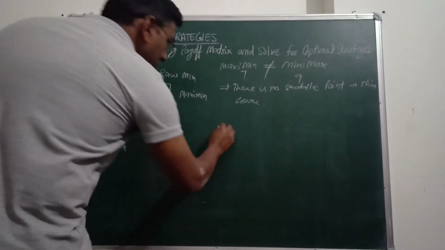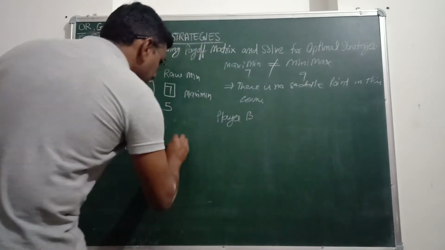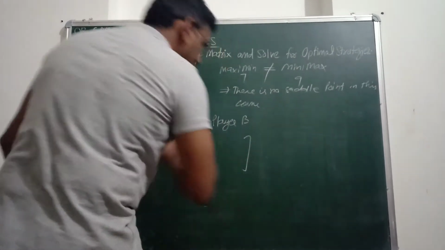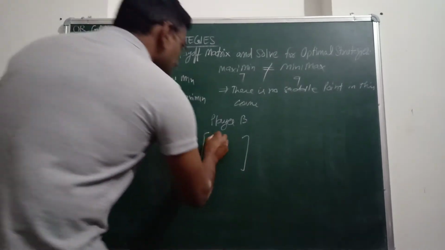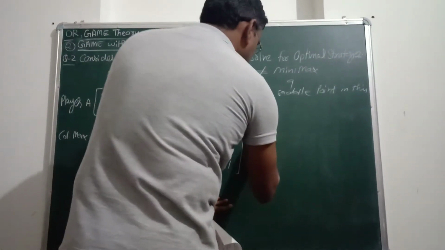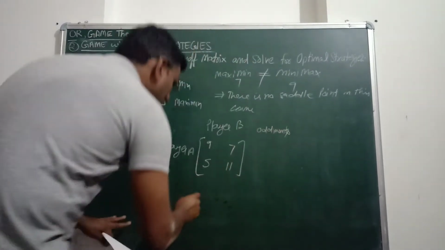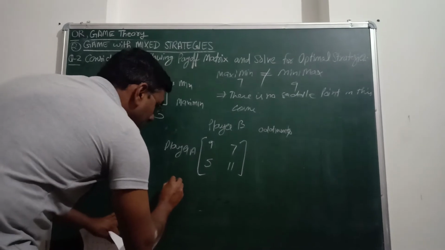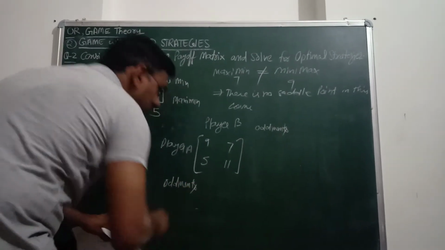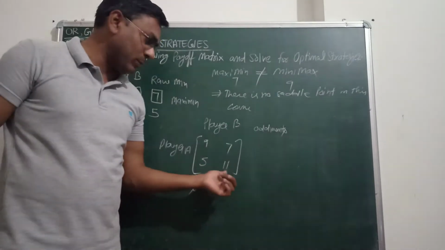See, this is player B, and this is player A. These are the values 9, 7 and 5, 11. Now we will find the oddments for rows and columns also. So this is also oddments. There are formulas for finding oddments, but we are going to solve it in very simple steps.